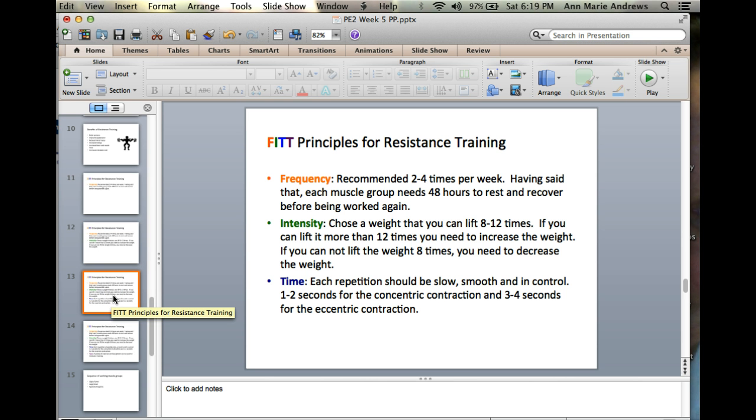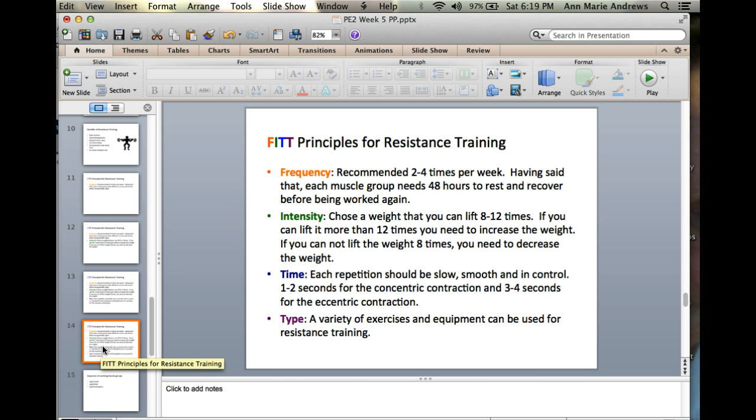Okay, time. Each repetition should be slow, smooth, and in control. 1 to 2 seconds for the concentric contraction. So when you're doing the bicep curl, 1 to 2 seconds to get it up to your shoulders, and then 3 to 4 seconds to lower it. That eccentric contraction needs to be slower. Okay? You need to fight that resistance. That's where your muscle's strengthening.